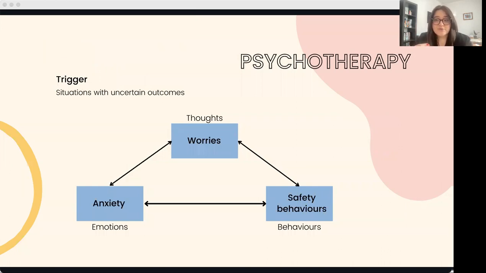When an individual faces uncertainty in their lives, this will influence how they feel, and typically they will feel anxiety. It will also influence how they think, and typically they will start worrying. And it will also influence how they behave. Typically we see that people will start engaging in safety behaviors like avoidance or reassurance seeking.